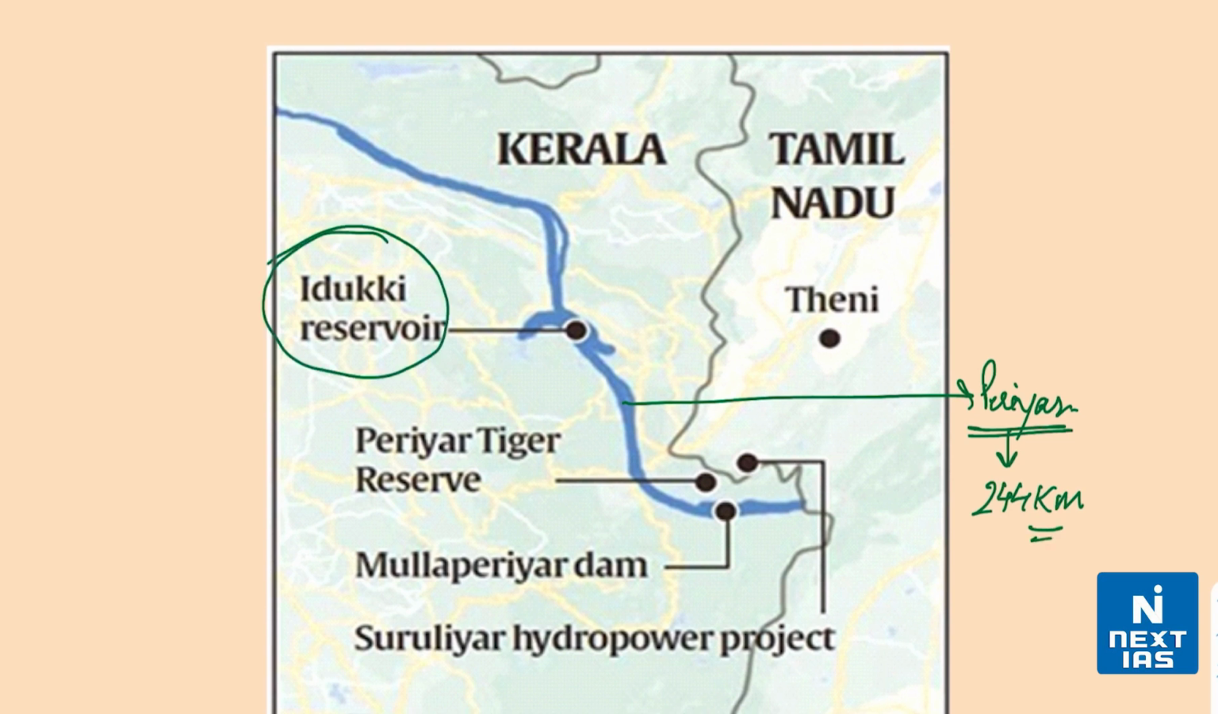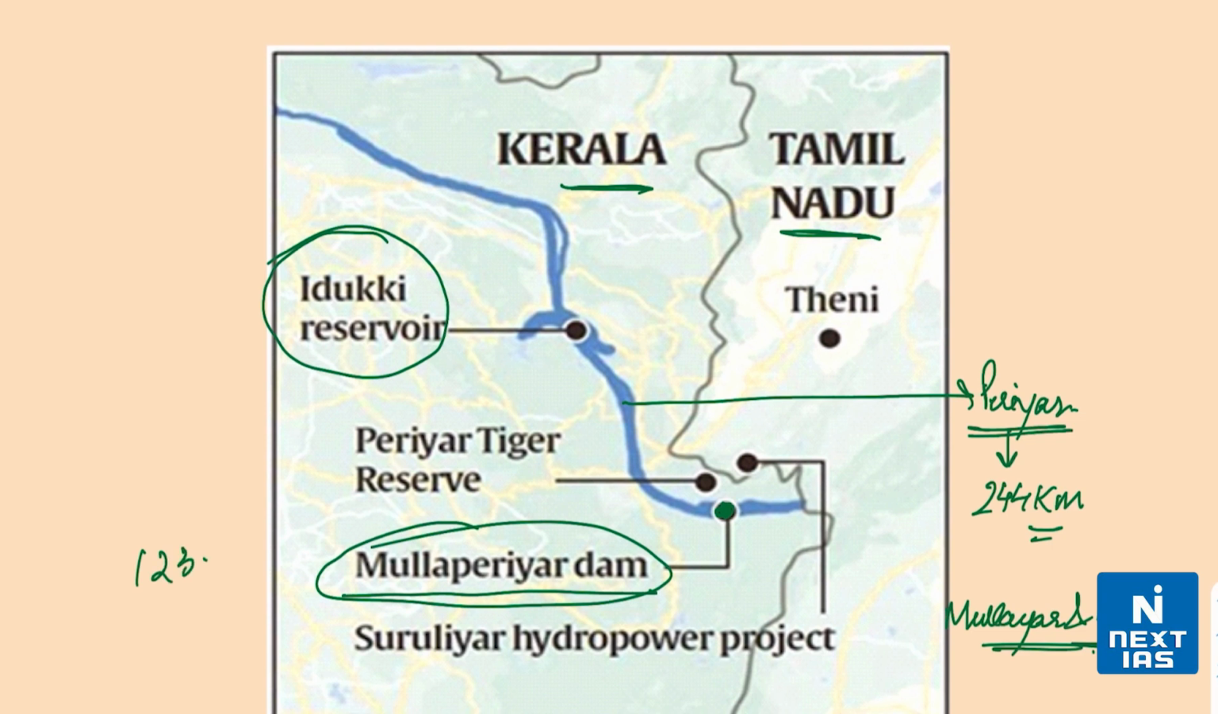So we have the Idukki Reservoir, which is situated here. Now the Mullaperiyar Dam is situated at the confluence of the Mullayar and Periyar rivers. Here you have Tamil Nadu and here we have Kerala. This is a 123-year-old dam that was given on lease to Tamil Nadu by the British government for 999 years. So the basic reason for the conflict is, as you can see, it is situated in Kerala, but it is controlled by Tamil Nadu.